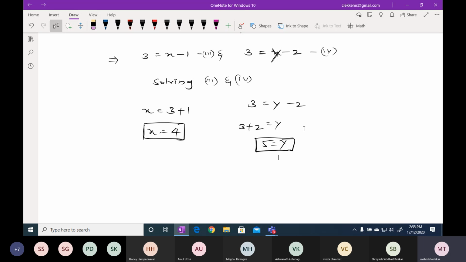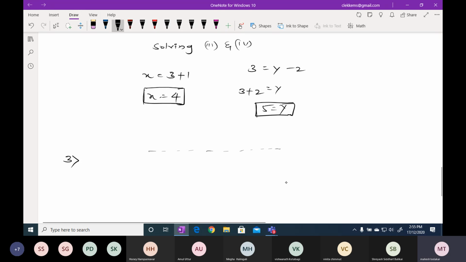Before this I'll explain what is meant by upstream and downstream. Suppose you take this is a river. One river is there, and here it's a boat. The flow of the water is this side. The direction of flow of the water is this side.